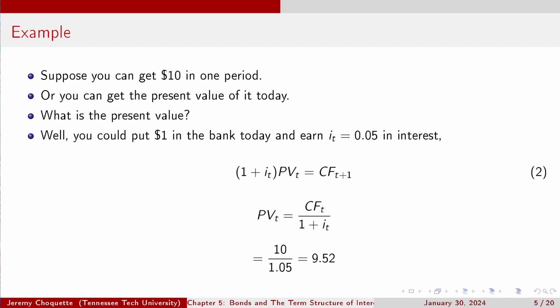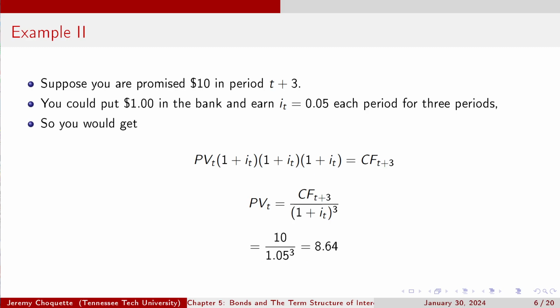So let's say you can get $10 in one period, or you can get the present value of it today. What's the present value? Well, you could put $1 in the bank today and earn, say, 5% in interest. So that means the interest rate would be 5%. So you'd have 1 plus that nominal interest rate times the present value being equal to the cash flow at t plus 1. Or the present value is equal to the cash flow divided by 1 plus that interest rate. What's 1 plus the interest rate? 1.05. So it's 10 divided by 1.05 equals 9.52.